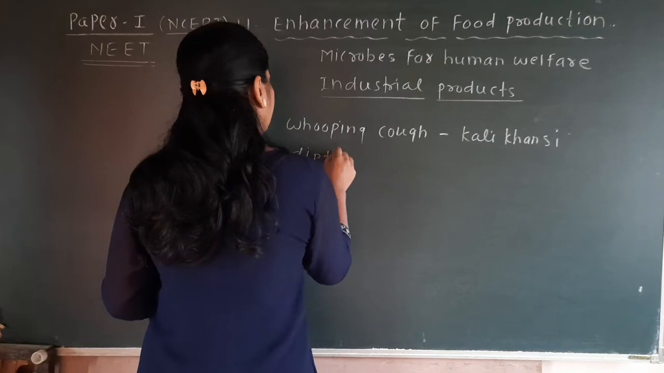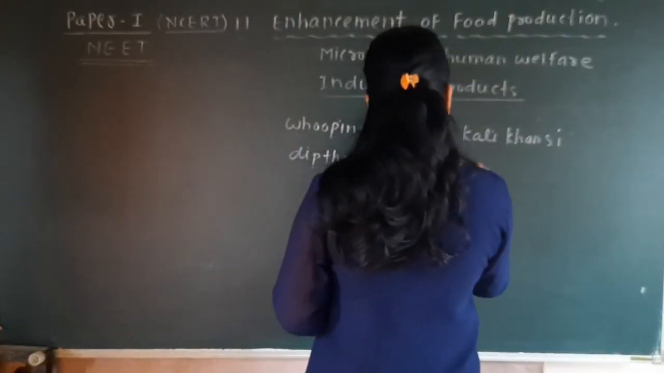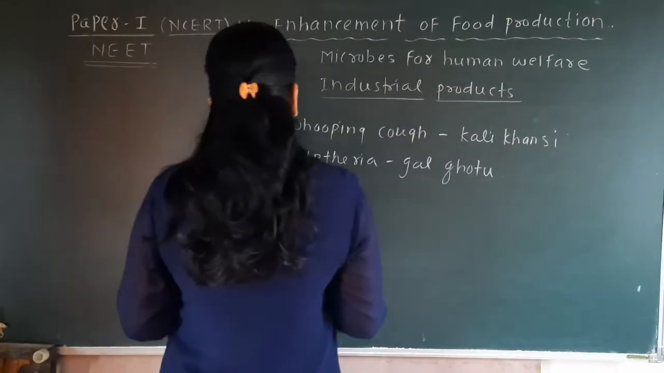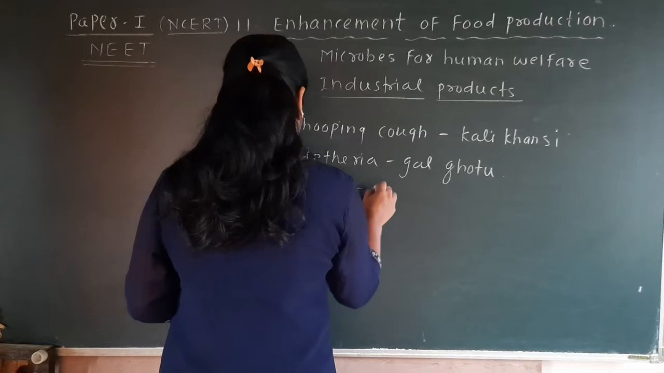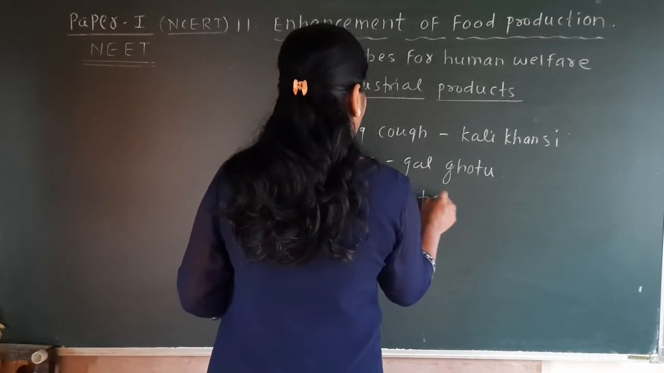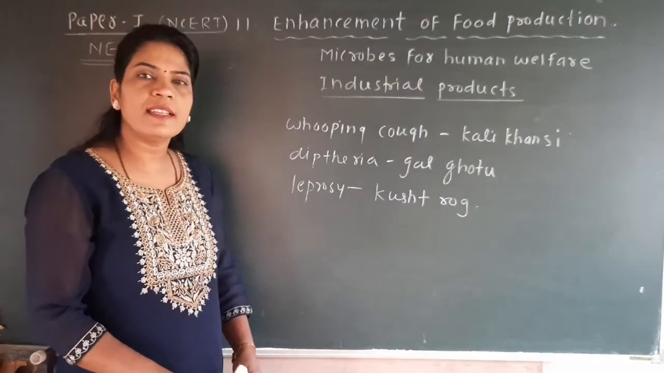Diphtheria is called as galgotu. Then here leprosy is called as kushro. Okay, because why it is very essential?